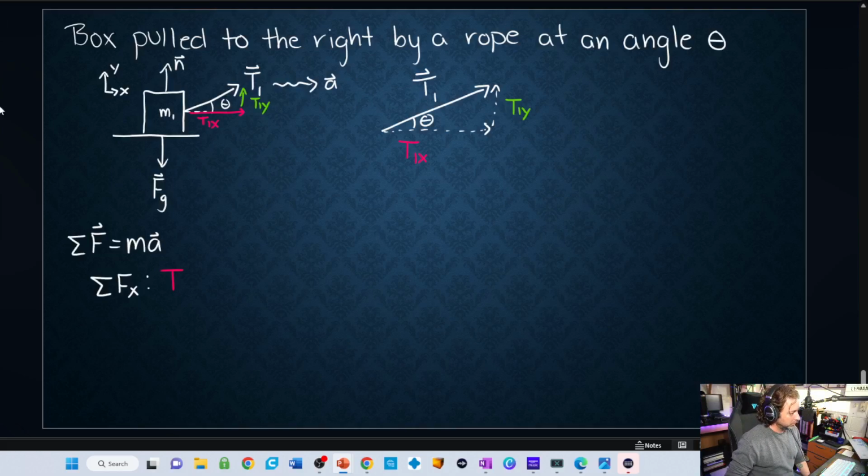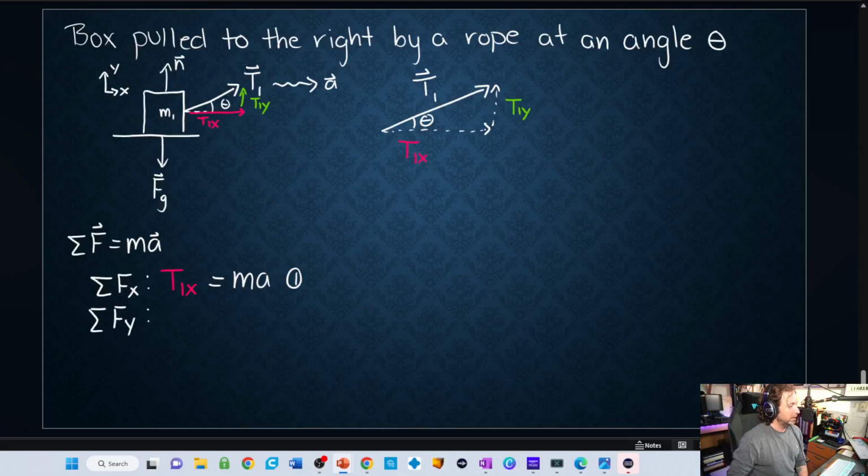So it's positive. Do I have anything else pointing to the right? No. So when we have accounted for all of our vectors, we set it equal to MA. Is it accelerating in that direction? Yes. Positive X direction. So that's equal to MA. That'll be equation 1.